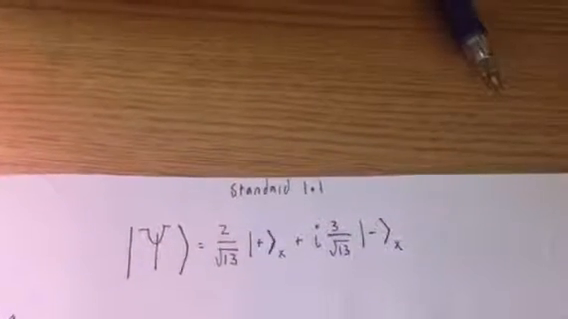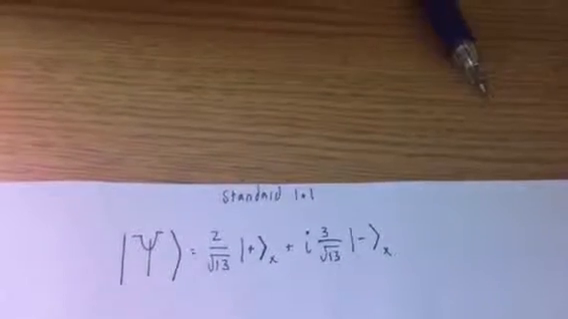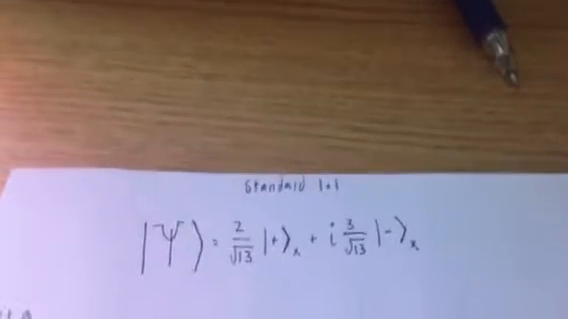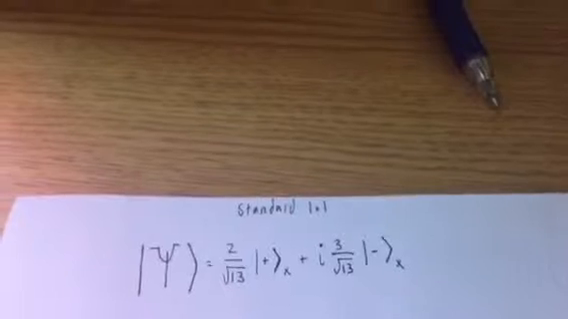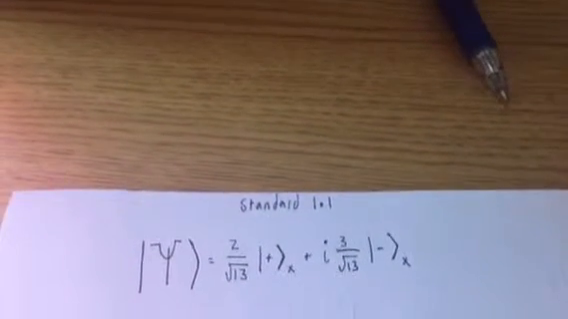Okay, so this is my video for standard 1.1. I chose problem 1.6, which gives us this arbitrary quantum state vector written in the x basis.